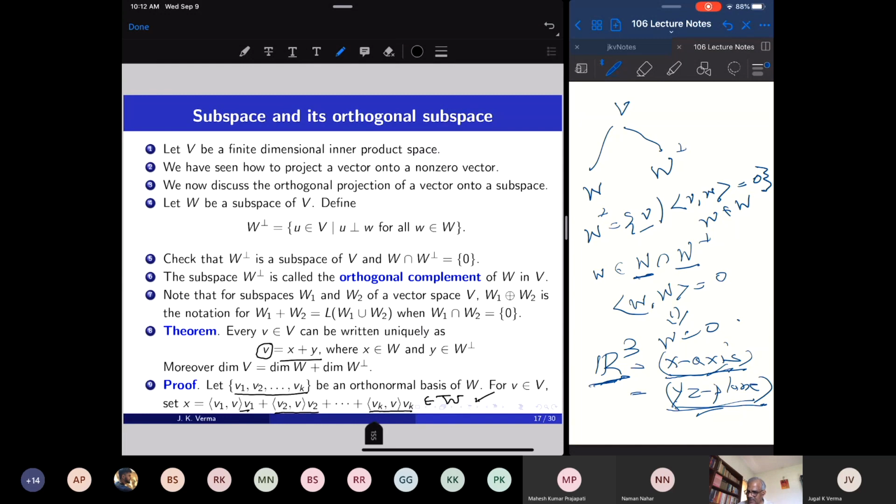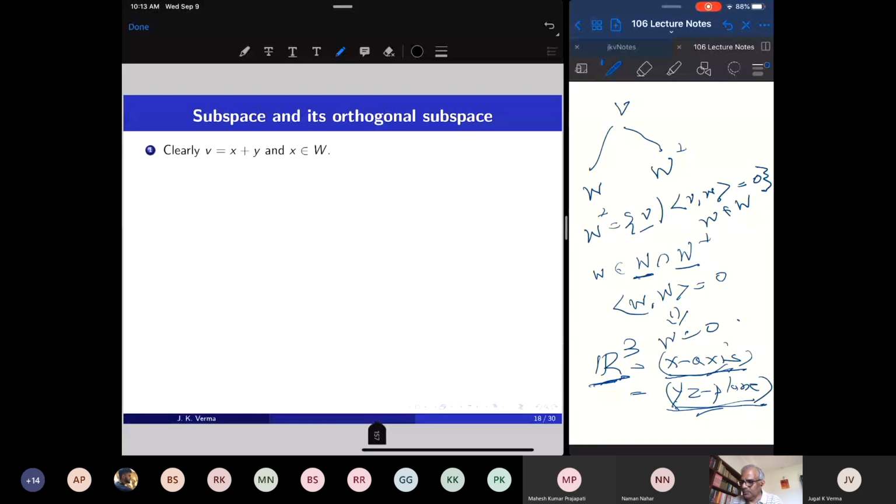And now I will take y to be V minus x. Once I have determined x, then y is forced on us. So y is equal to V minus x. So x is constructed out of V and y is V minus x. Now what we have to prove is that this is the desired decomposition. x is coming from W. I want to show that this y is coming from W perp.